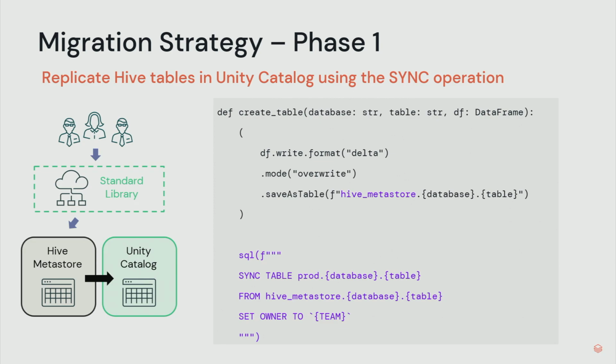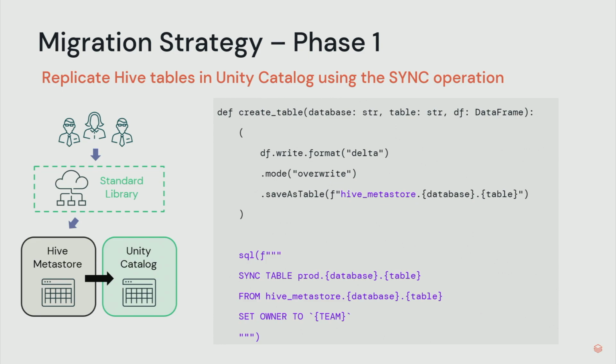But then we use a really cool operation that Databricks provides, the sync operation, which basically allows you to sync from a Hive table all the metadata into a particular Unity catalog. And so we could just copy that table metadata over. They're still external tables. We're not copying data over. It's just pointing to the same underlying information in our cloud storage.